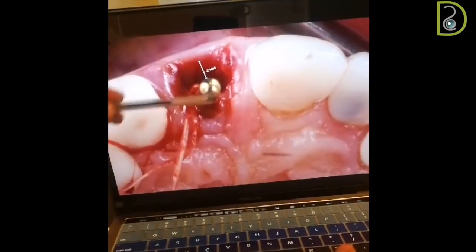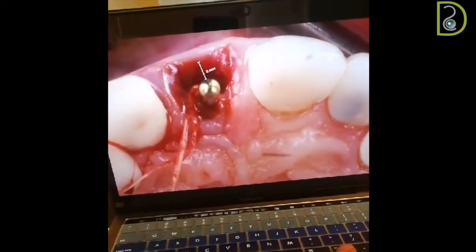Here you can see from the occlusal aspect, the osteotomy was made more palatally to achieve the 2 millimeter buccal gap and to restore the case later with a screw-retained crown.